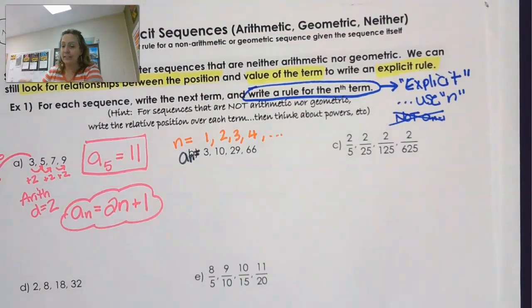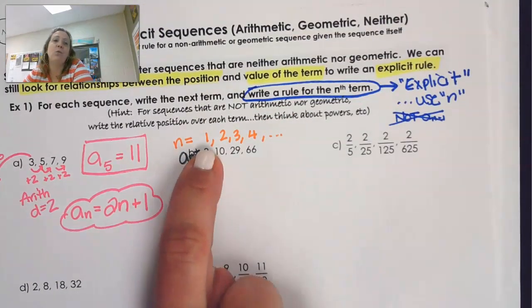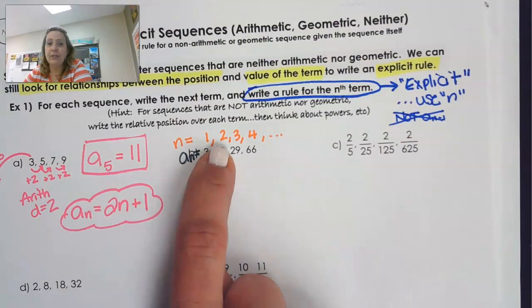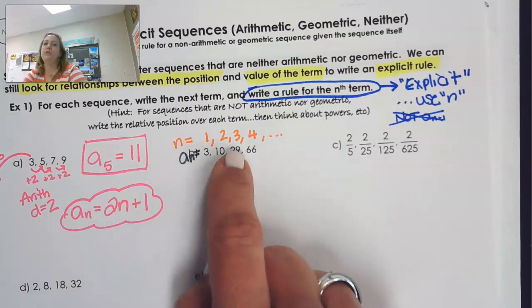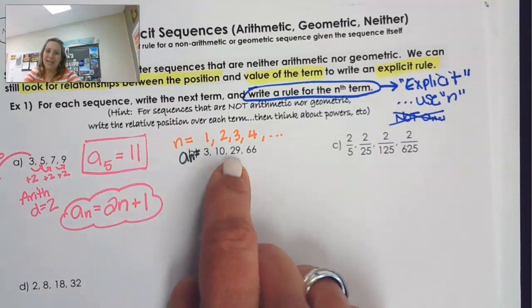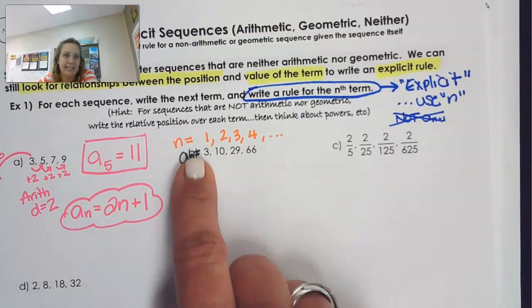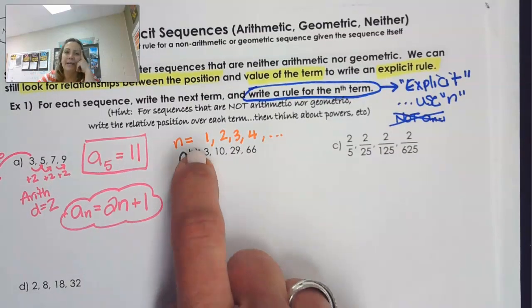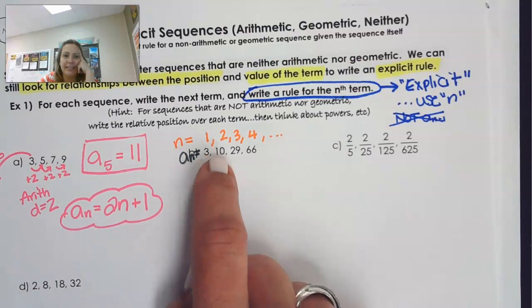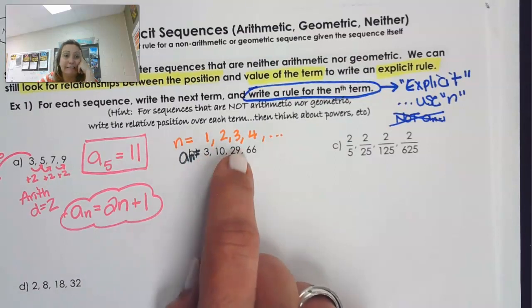So first, let's look. Can we do something to 1 to get to 3, that we could do to 2 to get to 10, that we could do to 3 to get to 29? And again, I'm not seeing anything pop out right away, right? I'm adding 2, adding 8, adding 26. That's not helpful.